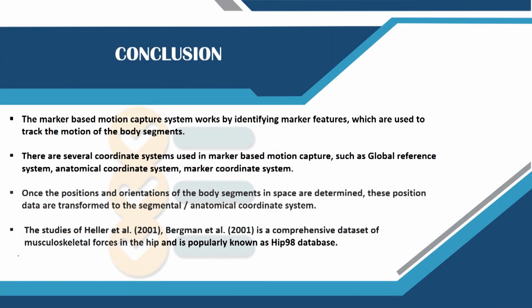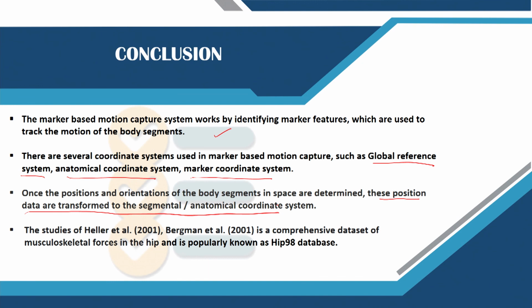Let us come to the conclusions of this lecture. The marker-based motion capture system works by identifying marker features which are used to track the motion of the body segments. There are several coordinate systems used in the marker-based motion capture system, such as the global coordinate system, the anatomical coordinate system, and the marker coordinate system. Once the positions and orientations of the body segments in space are determined, these position data are transformed to the segmental or anatomical coordinate system.